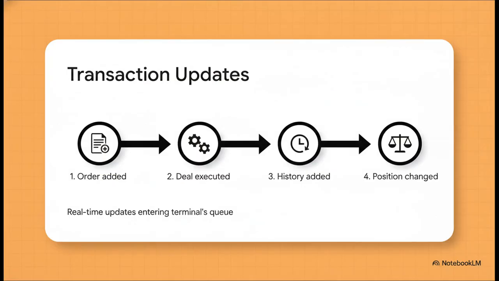As your trade progresses, the server is firing these different transaction types straight into your terminal's queue. First, you might see an order add transaction, meaning the order was created. Then a deal add, meaning execution actually happened. This is usually followed by history add and a position change transaction. These granular updates are essentially telling your EA exactly how the order is progressing in real time, step by step.